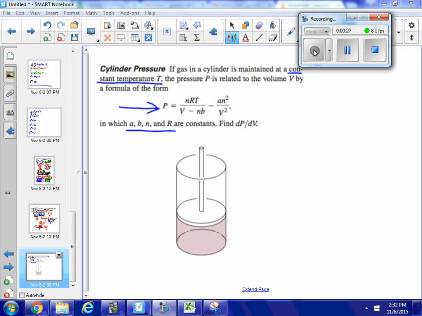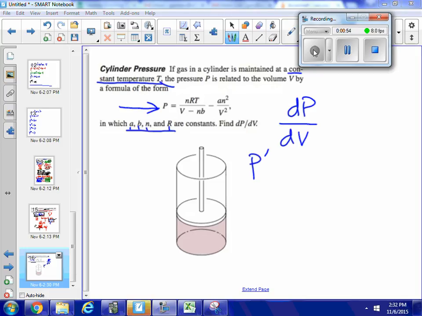So find the rate of change, dP, the pressure, with respect to the volume. So really what I'm finding here is P prime. But I'm in luck because A, B, N, R, and T are all constants. And those are easy to find derivatives of. So let's kind of work the problem.